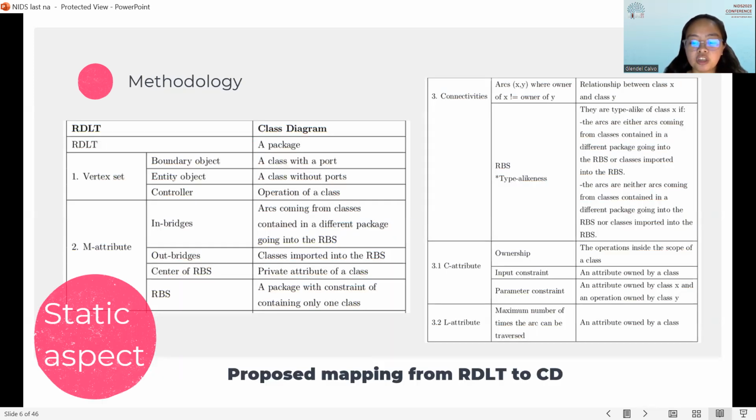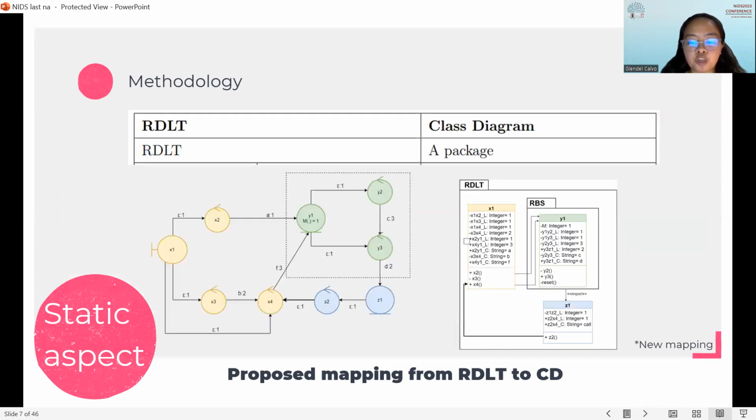For the methodology, I will present the proposed mappings, which are divided into two parts: the static aspect and the dynamic aspect of RDLT components to CD. And this is the proposed mapping for the static aspect. The RDLT can be mapped to a package in class diagram or CD.